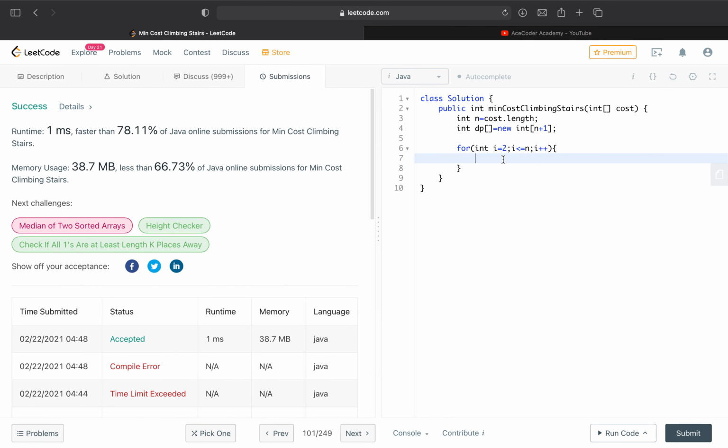So now dp of i is equal to math.min of dp of i minus 1 plus the cost of i minus 1, versus dp of i minus 2 plus cost of i minus 2. So let me explain what we have done here.